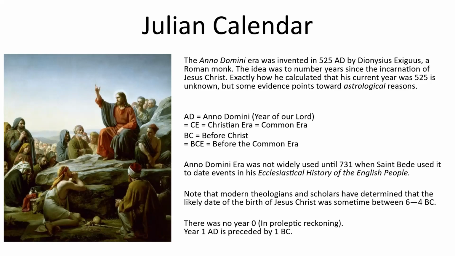So there was a particular monk who did a calculation. We're not exactly sure how he determined how long ago it had been since Jesus Christ had been walking the earth, but there's some evidence that he used some pretty funky astrological reasons to do so, and didn't necessarily use as much historical information. But he decided that the year that he was living in was 525, and that became known as AD, or Anno Domini, Year of Our Lord.